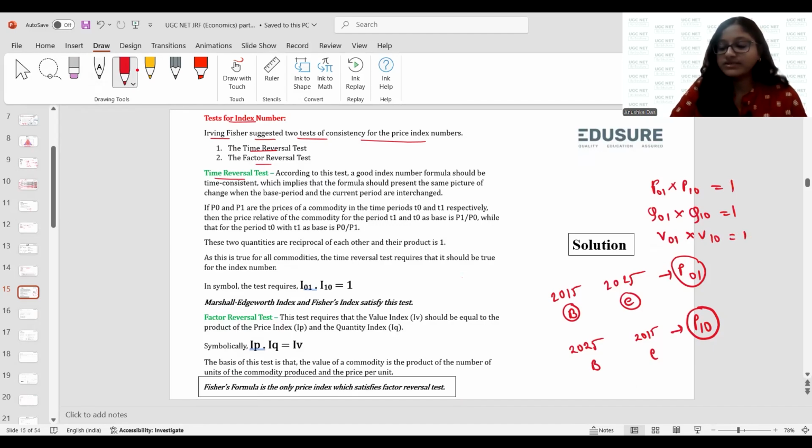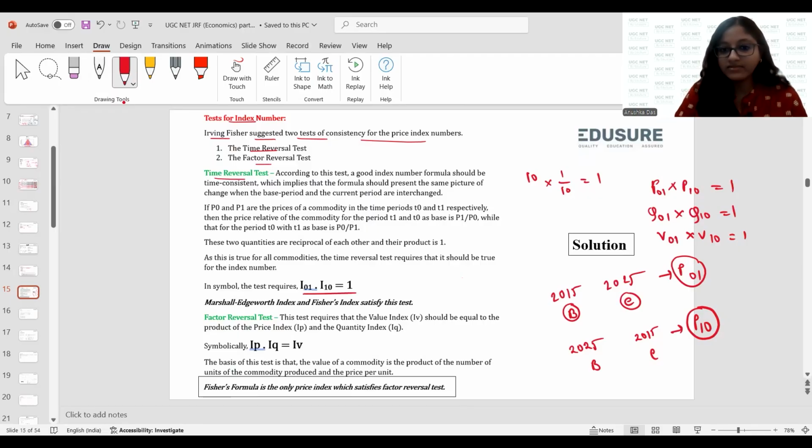If you just reverse the time periods, base period and the current period, if you interchange them, they should be absolutely reciprocal of each other. If one is 10, another should be 1 upon 10. So if you take the multiplication, it will be 1. This is the concept, right? So this is what the time reversal test is.